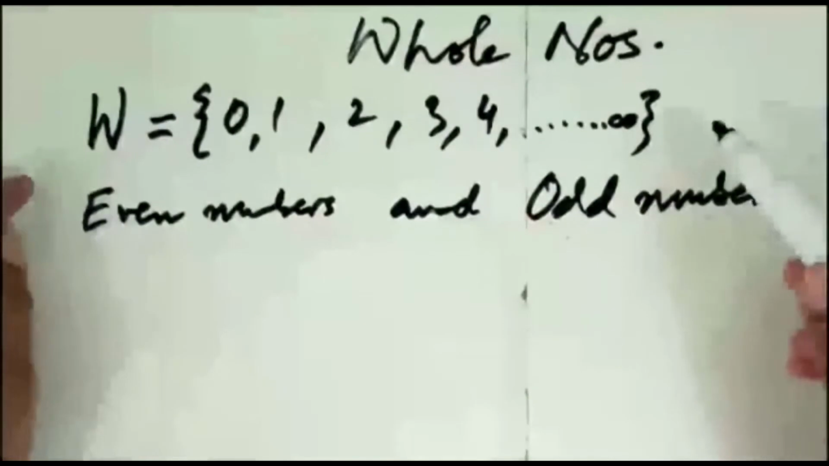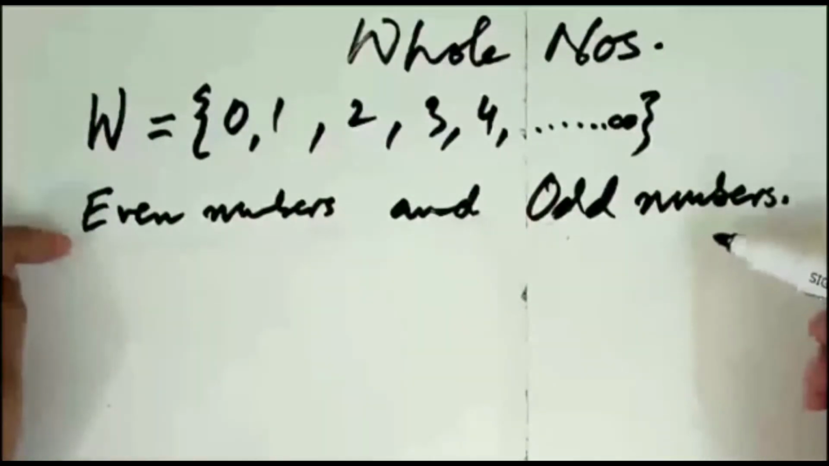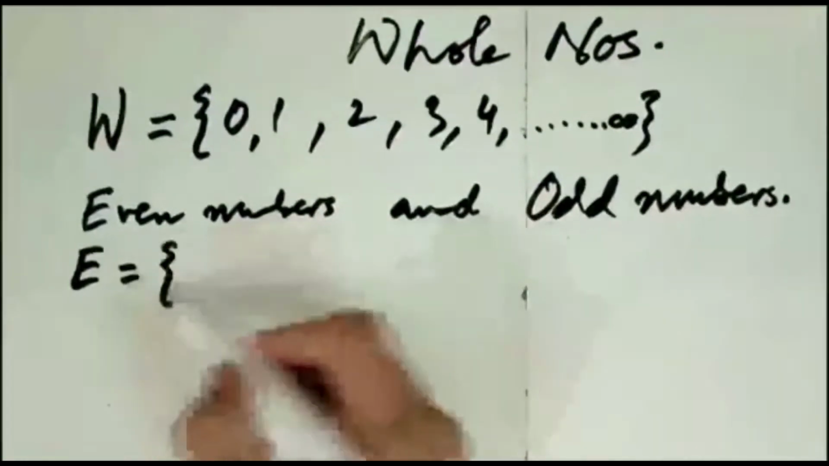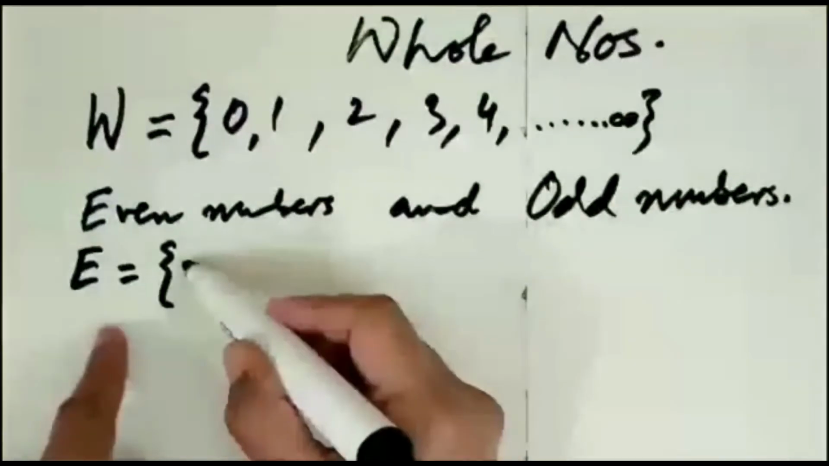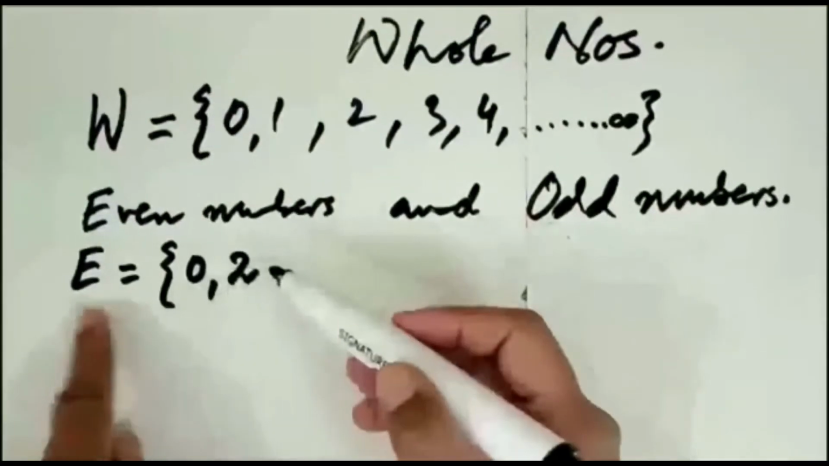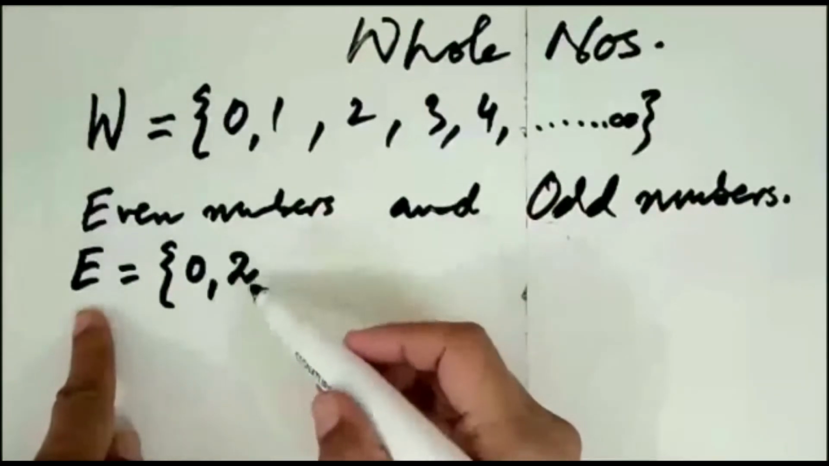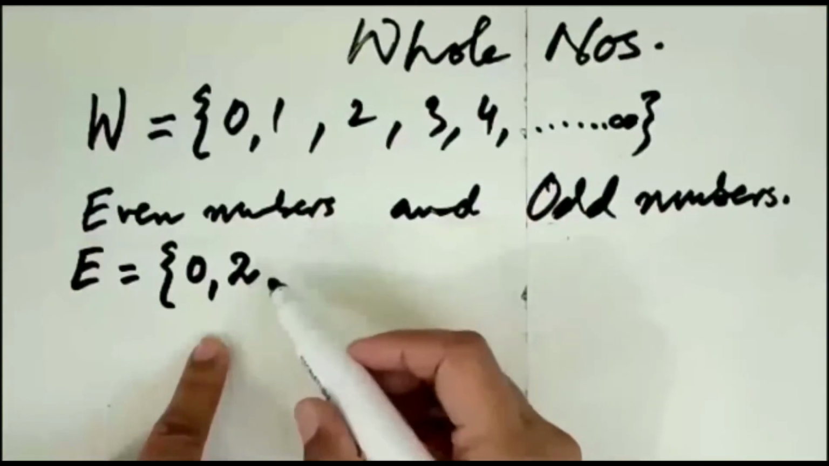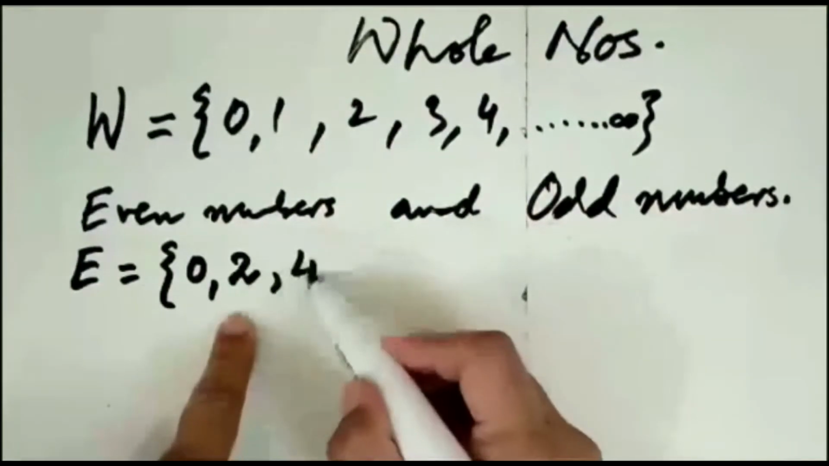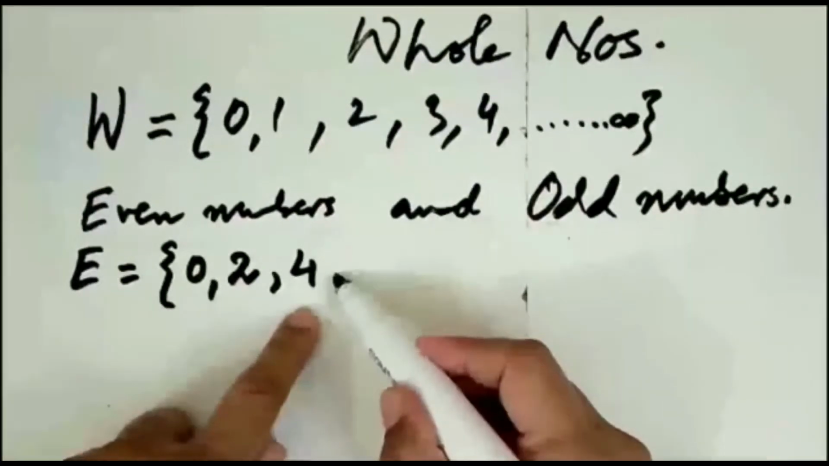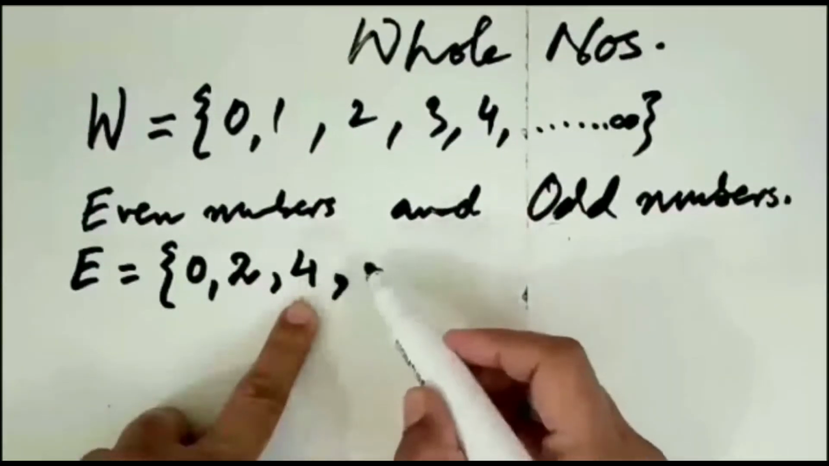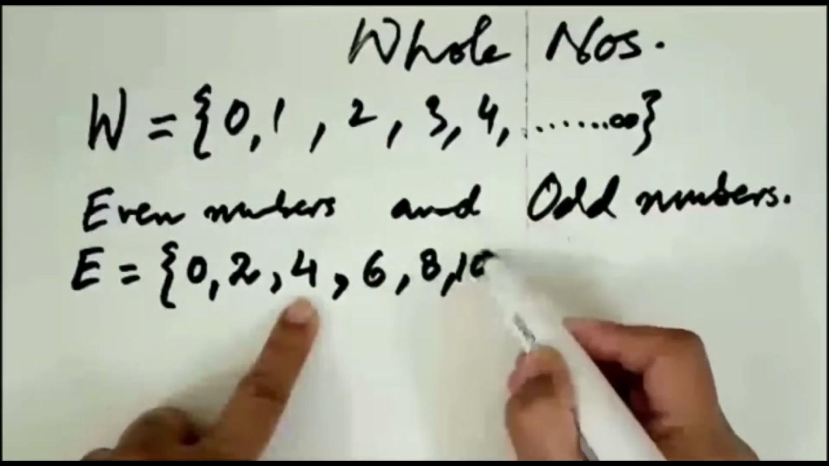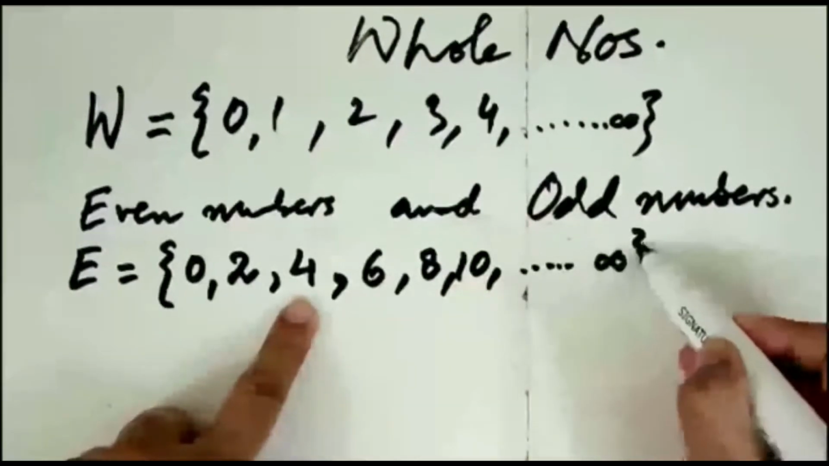Whole numbers can be classified into two sets: even numbers set and odd numbers set. If I write here the elements of the even number set, it will start from 0. Even numbers are those numbers which have 2 as a factor. So 2 is a factor of 4. 4 can be divided by 2 exactly. There would be no remainder. So there would be 6, 8, 10 and so on, means infinity.